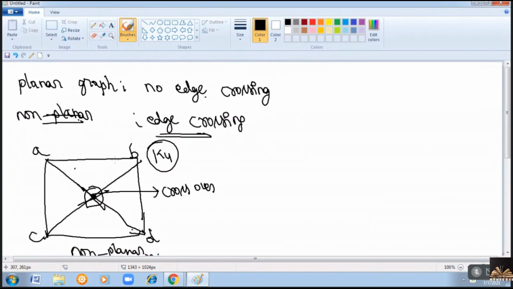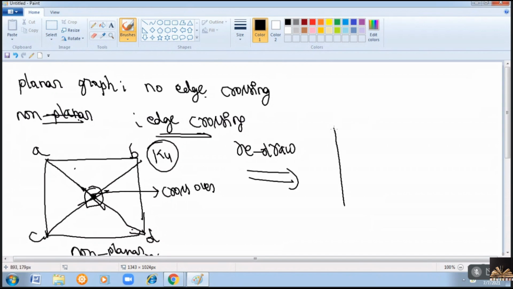Whenever a graph is given with edge crossings, you try to redraw the edges in the graph such that there should not be any edge crossings. If you are unable to redraw the given graph without any edge crossings, then you say that it is a non-planar graph. Just by observing the given graph directly, you don't say that it is non-planar, right?